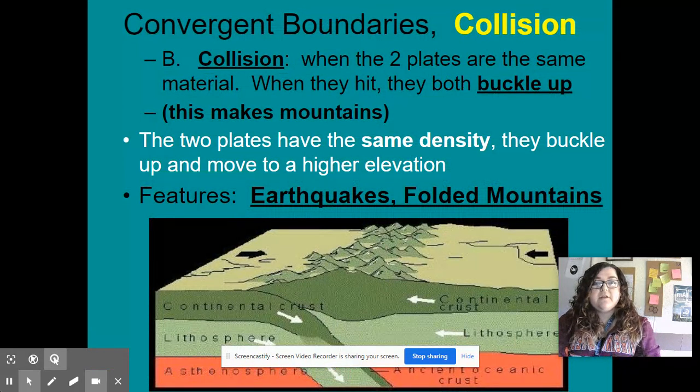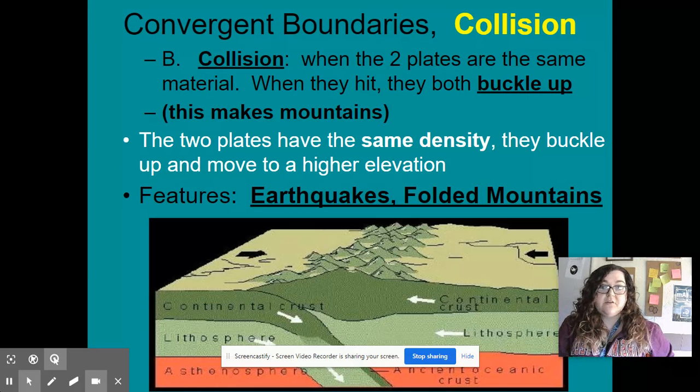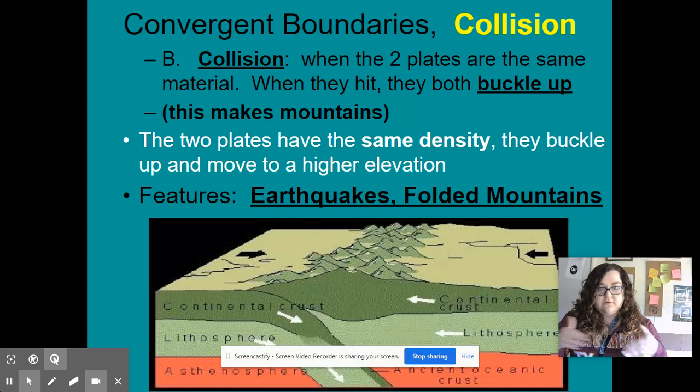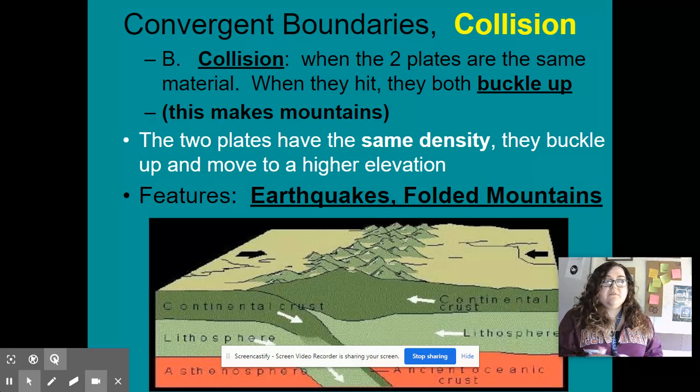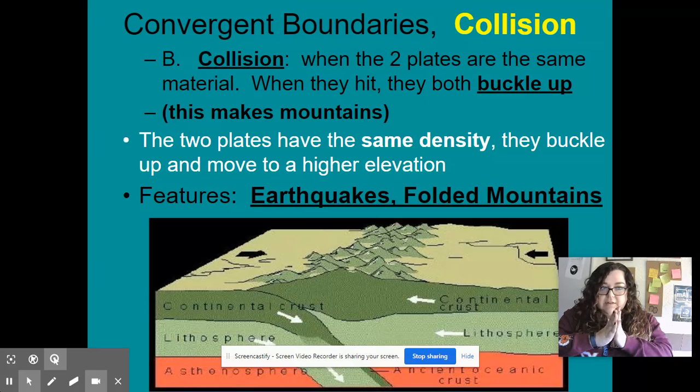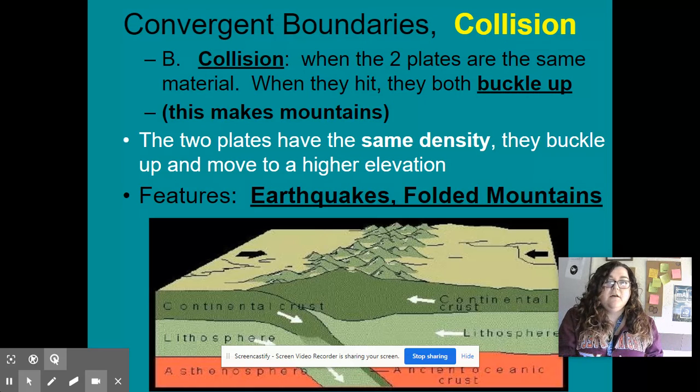So the other type of convergent boundary is a collision boundary. This is whenever two plates of the same material, let's say two continental plates, hit and they both buckle. Let's say you play football, and you know that little circle they do where they tackle each other to see who takes them down. Whenever you get two people matched up that are pretty equal in skill and size, normally they just both hit each other. One doesn't fall or anything like that.